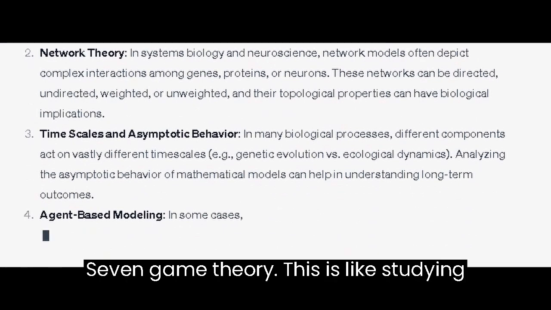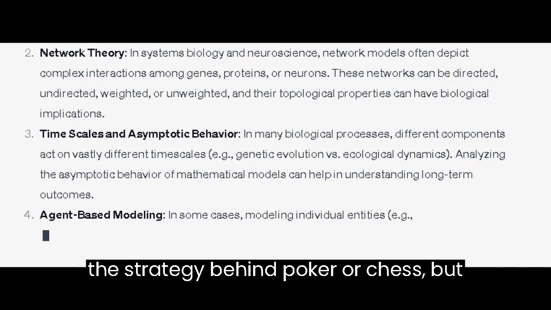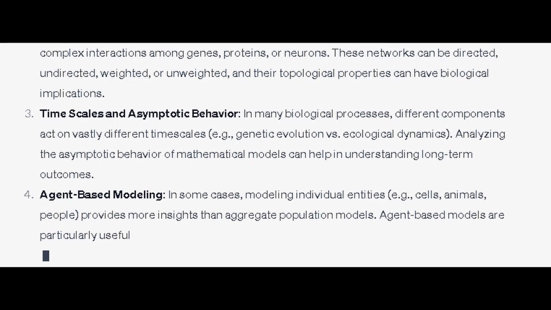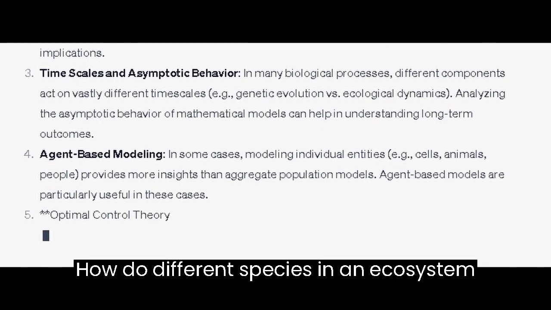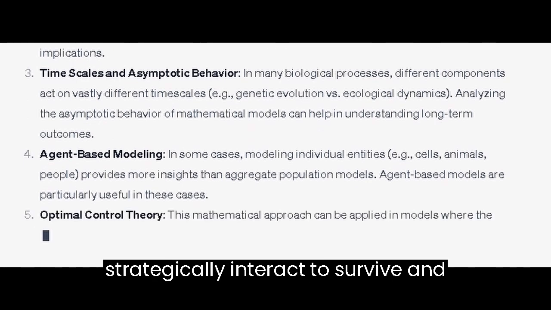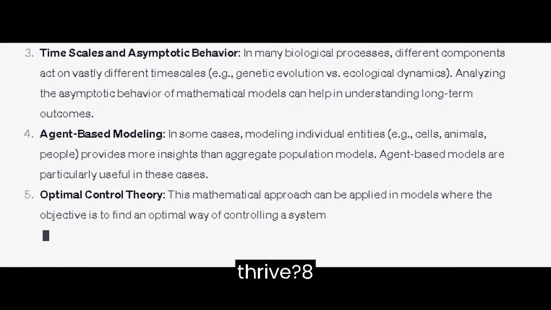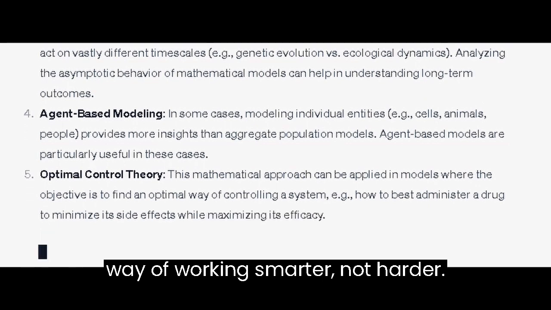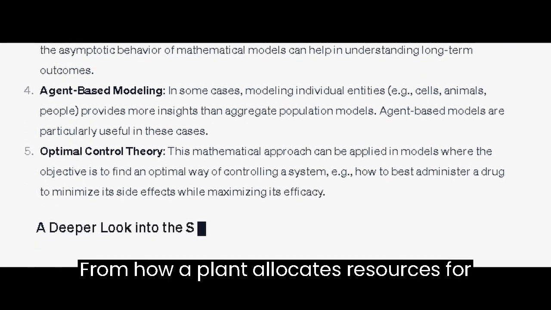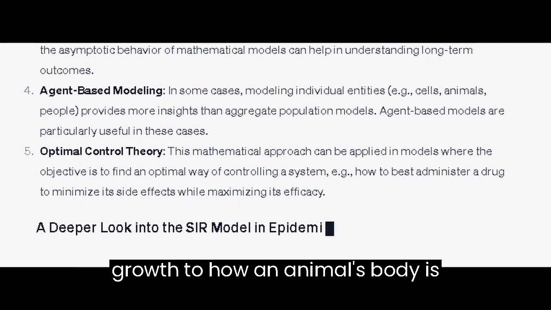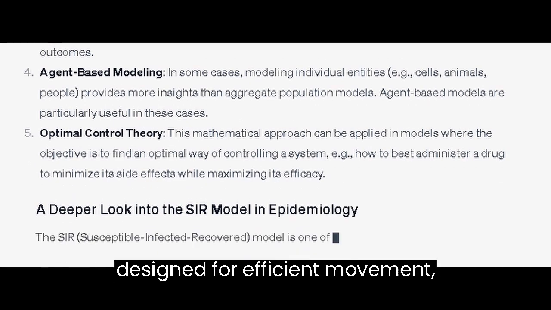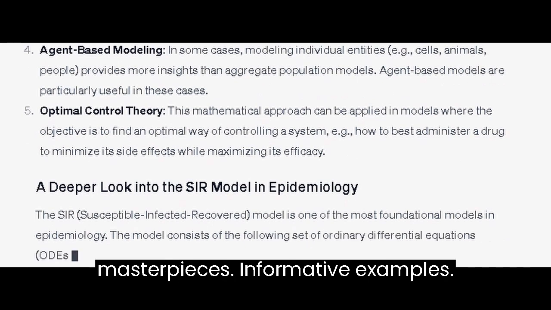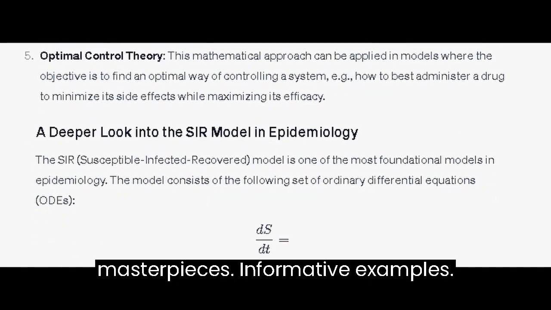7. Game theory. This is like studying the strategy behind poker or chess, but applied to biological scenarios. How do different species in an ecosystem strategically interact to survive and thrive? 8. Optimization. Think of this as nature's way of working smarter, not harder. From how a plant allocates resources for growth to how an animal's body is designed for efficient movement, optimization is key.